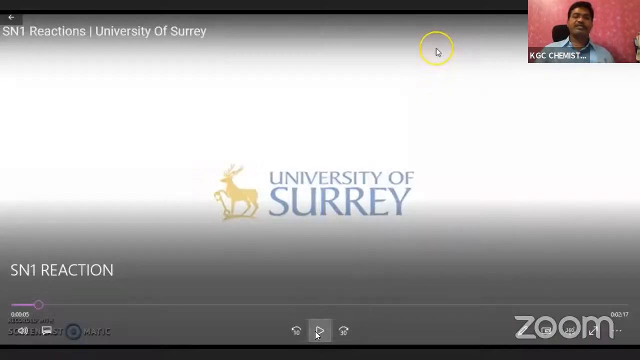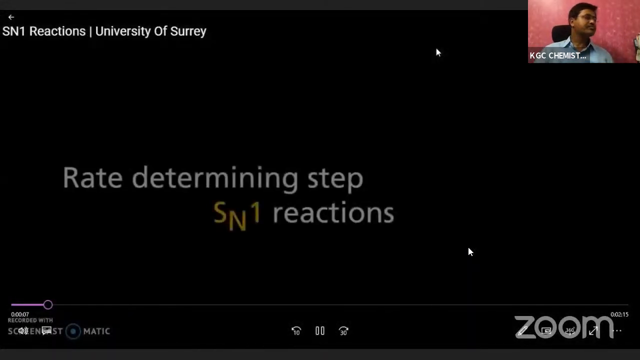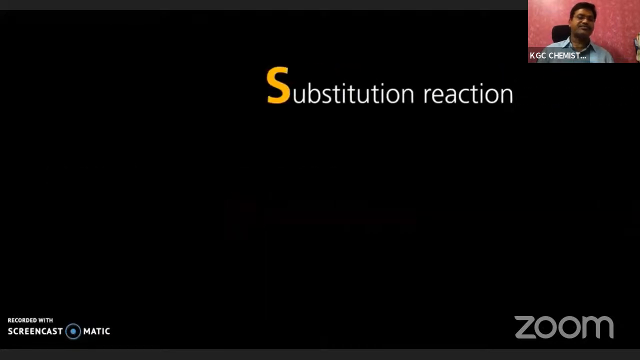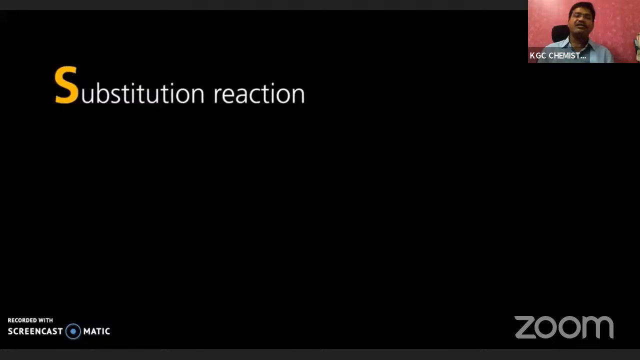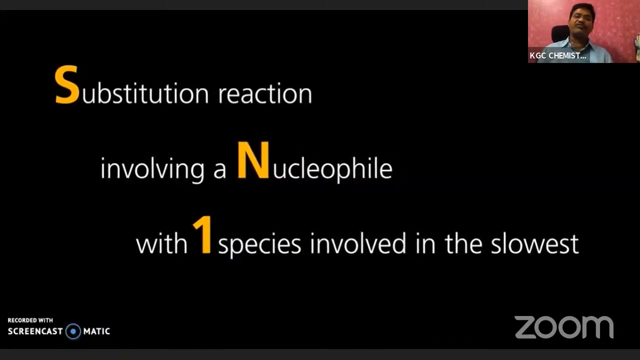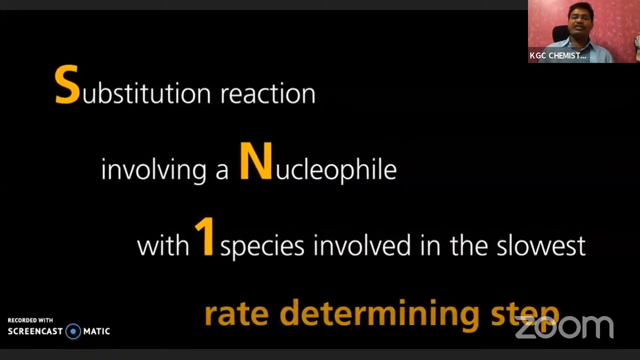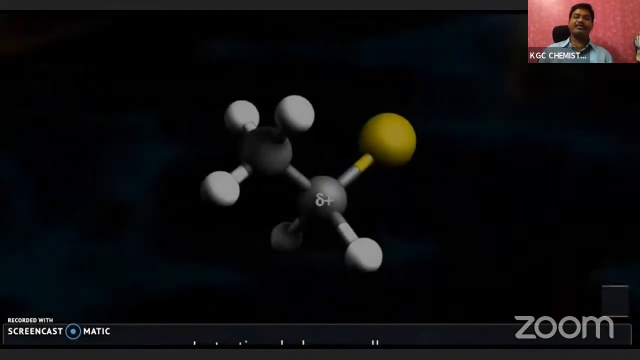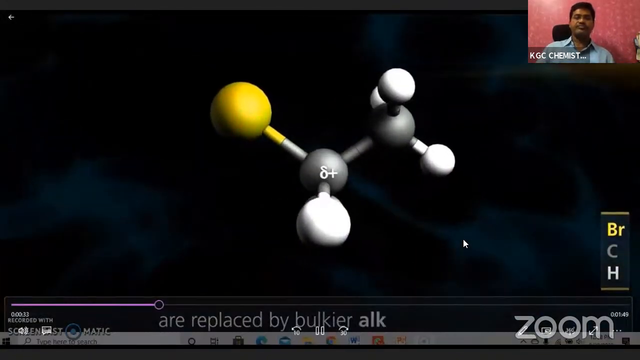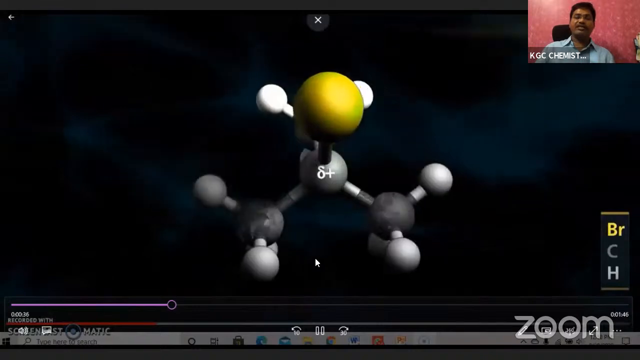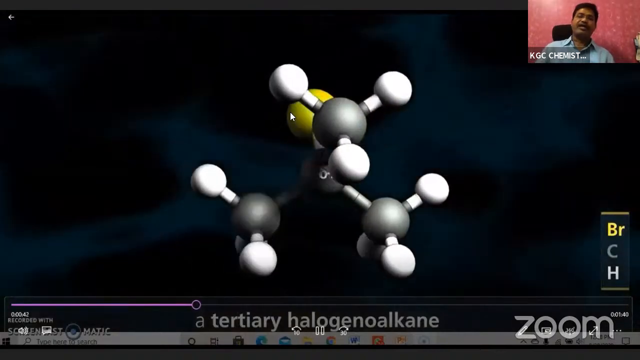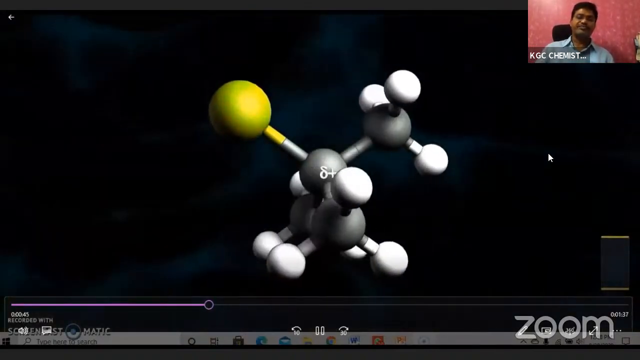See this SN1 reaction. Rate determining step of SN1 reactions. S for substitution reaction, N for nucleophile, involving a nucleophile with one species involved in the slowest step, that is called the rate determining step. This is going to be the alkyl halide, a bulky alkyl halide. This is the tertiary butyl bromide, and this yellow colored one is the bromine.